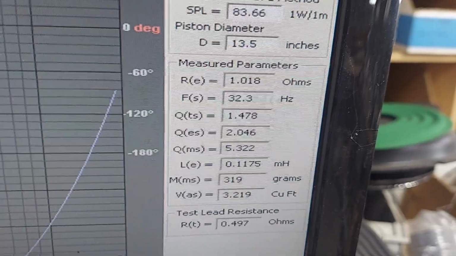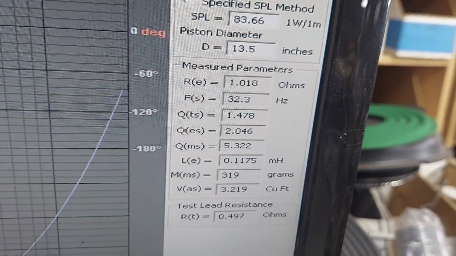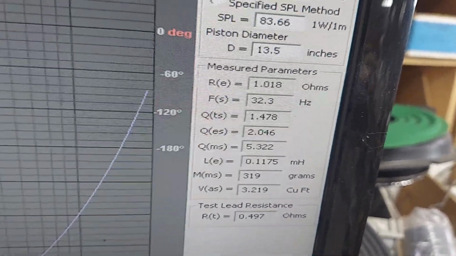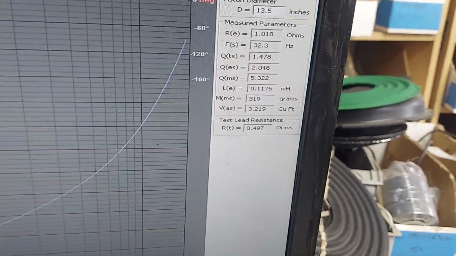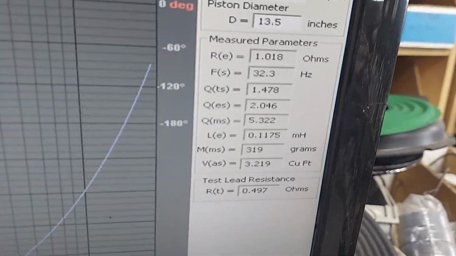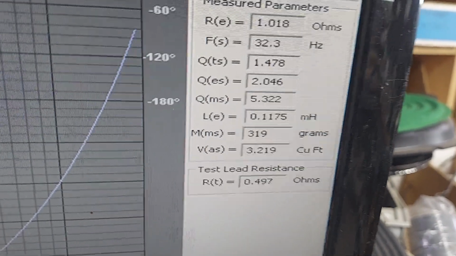And there's the final. Okay, so there's the final. 83, I don't remember what the other one was. This is showing it actually 83 SPL, which is way off. But you can measure the QES.